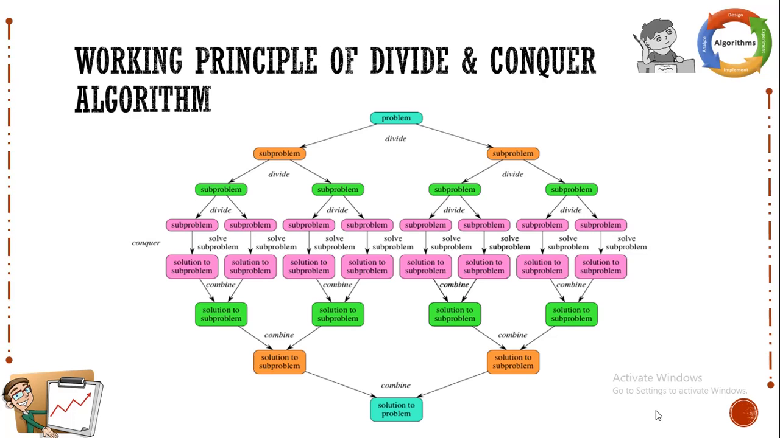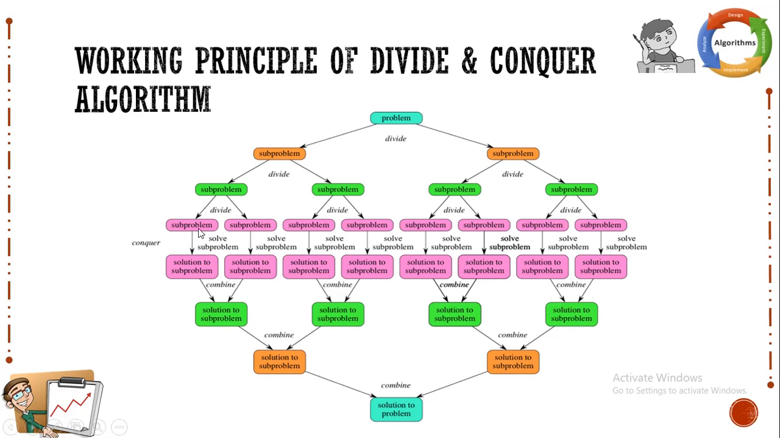So now let us try to understand the working principle of divide and conquer algorithm. If you see here, initially we have a problem. That problem is divided into two parts, that is subproblems. Those subproblems are further divided into two parts, and those are further divided into two parts. So you can see that we keep on dividing our original problem into two parts until we get a subproblem which is small enough to be solved.